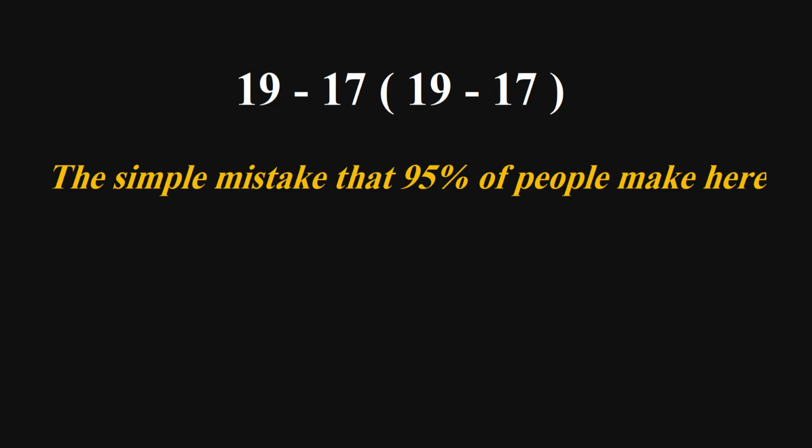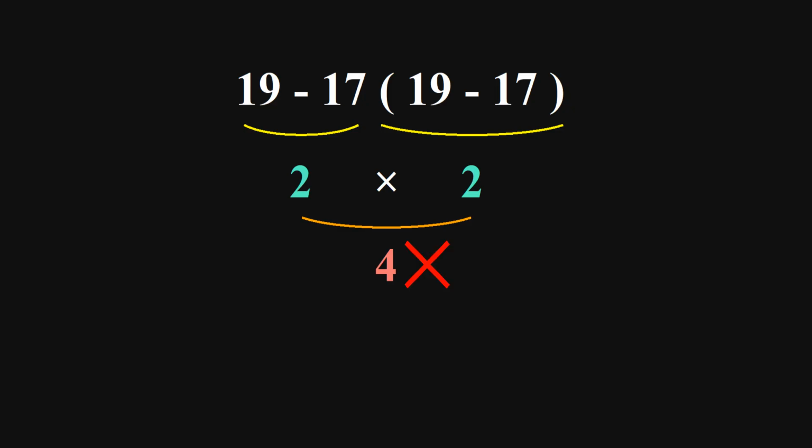Right here in the video, 19 minus 17, which equals 2, times 19 minus 17, which equals 2. Now we have this problem, 2 times 2, which equals 4. But this answer is not correct because according to the order of operations we have to work on the parentheses first, then work on multiplication, and at last work on adding and subtraction. So first we do this subtraction, then this multiplication, and at last this subtraction.